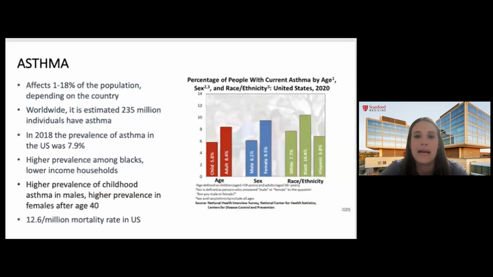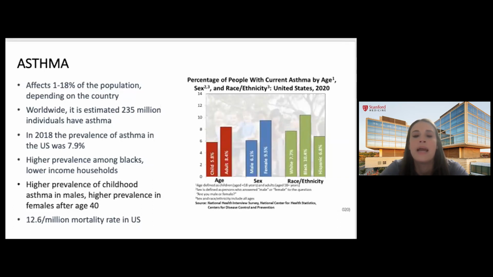So how common is asthma? Asthma is extremely common. Prevalence varies by area, different states, countries, but in general, it's about 1 to 18% of the population, depending on the country. It affects about 235 million people worldwide. In the US, the prevalence is generally estimated at about 8%, in some areas maybe as high as 12%. It's thought that probably at least 1 in 13 people have asthma in the US. There does tend to be a higher prevalence among African Americans and lower income households.